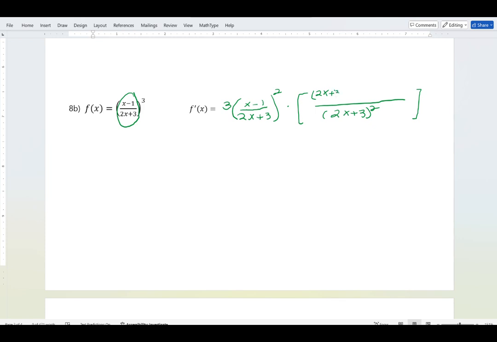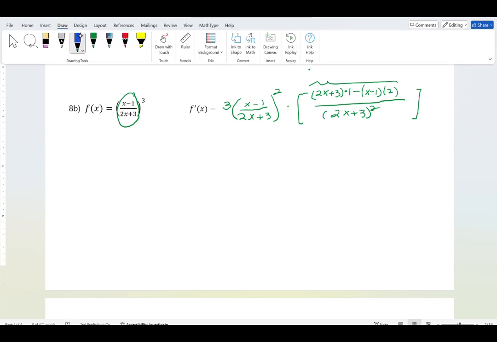So 2x plus 3 times 1, minus high d low, the higher times the derivative of the lower. The derivative of the lower is 2. And then all I have to do is really combine this quantity and expand it a little bit. So let's do that on the side, and then we can write our final answer down below.